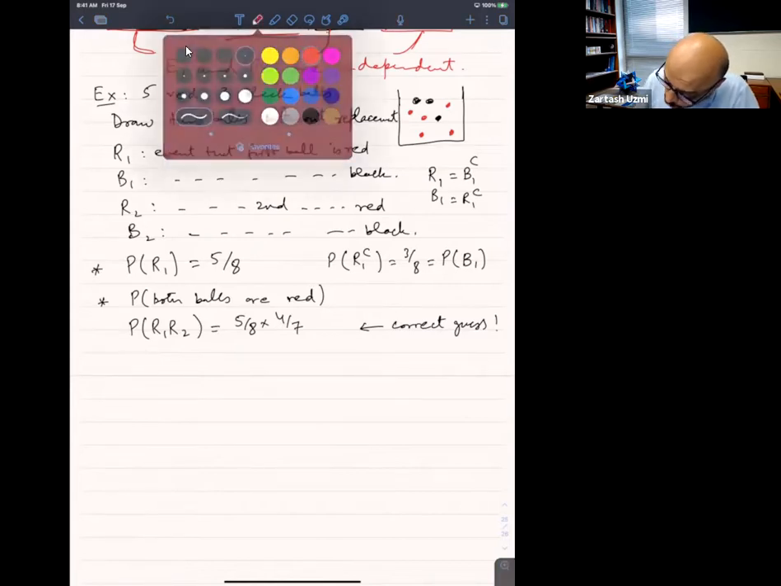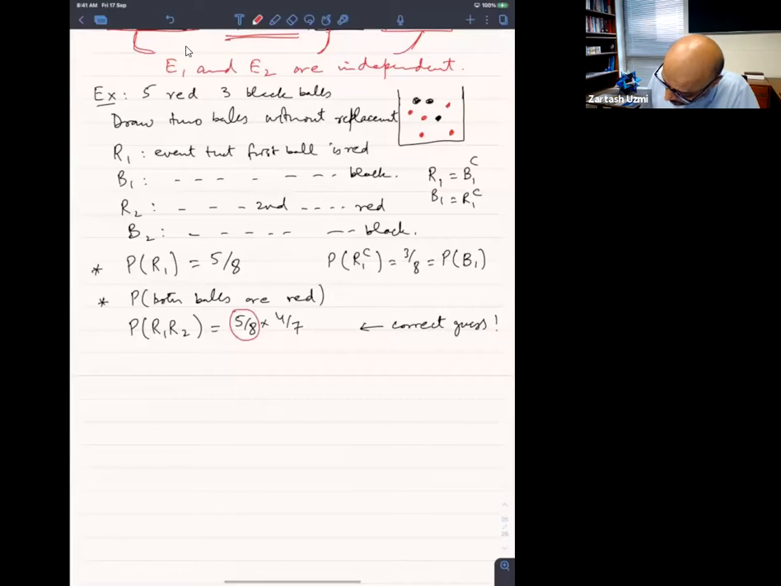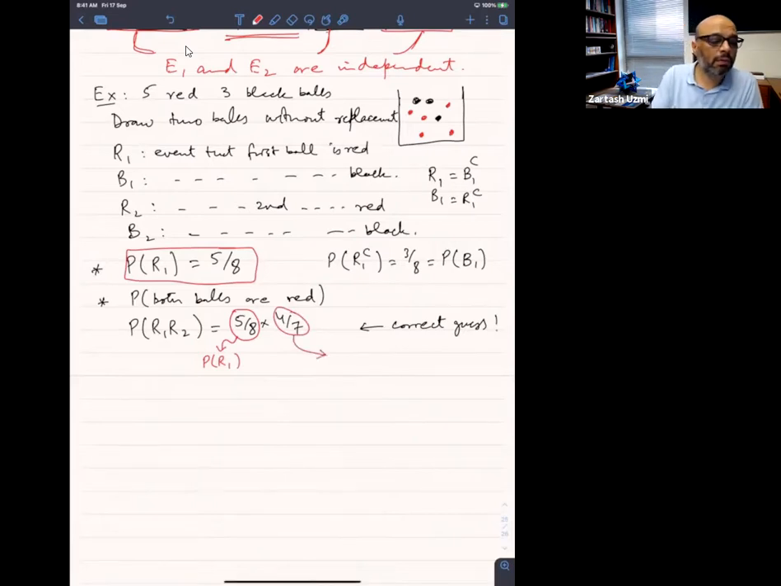I'm going to ask you one more question. This 5 by 8, what is this probability? 5/8, we just found it above. It's the probability of R1. How about this probability? What is this probability? Answers in the chat window. So my question is, is this the probability of R2?